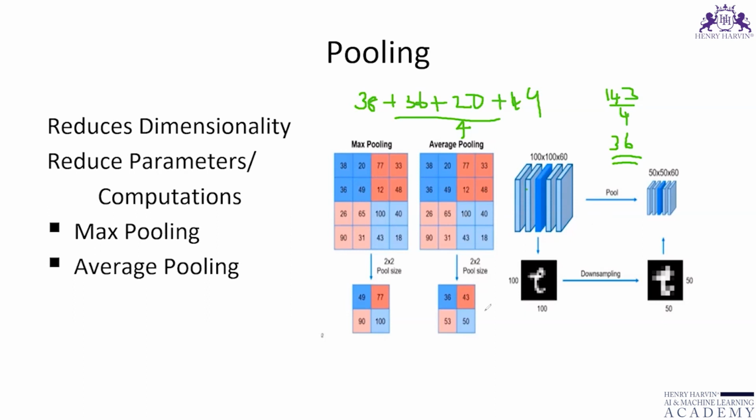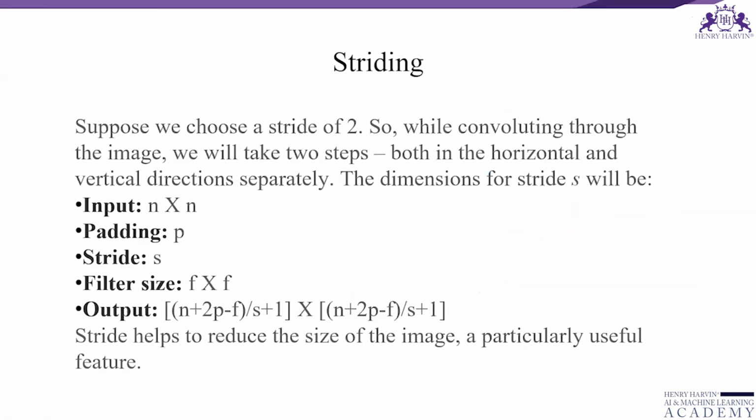So basically what we are trying to understand over here is that maximum pooling takes the maximum value, and average pooling just finds the average of each 2 cross 2. Hope it is clear to you, right? So we have understood what pooling is. Now we are going to study striding a little more deeply.